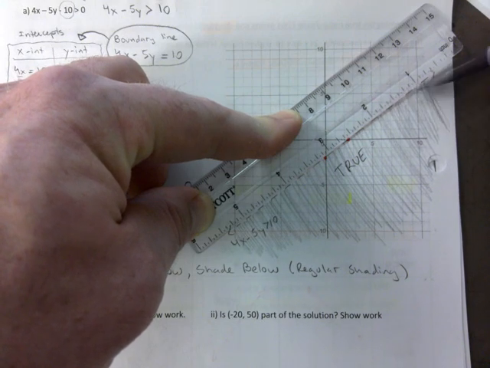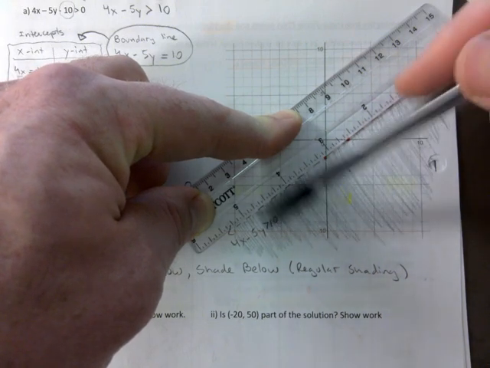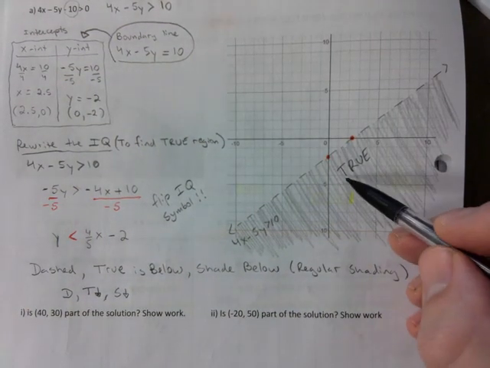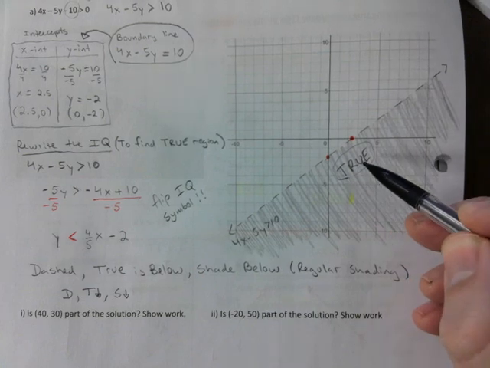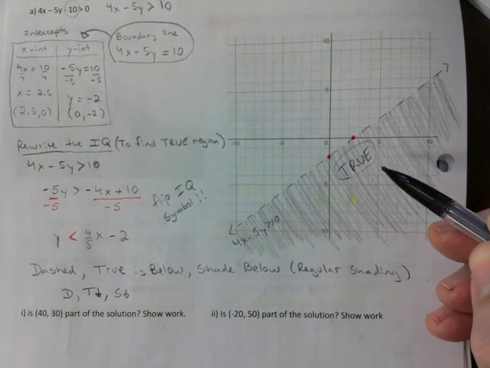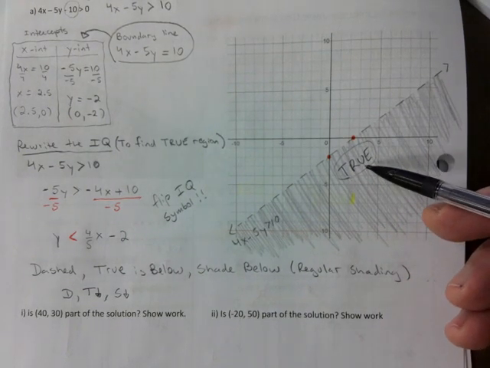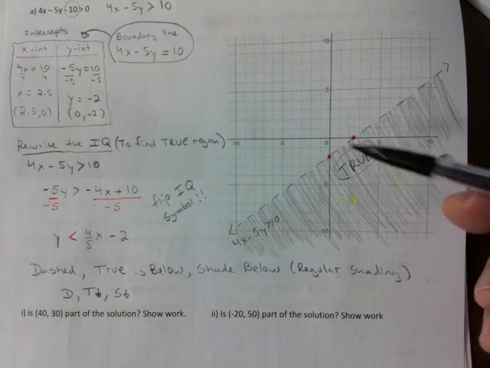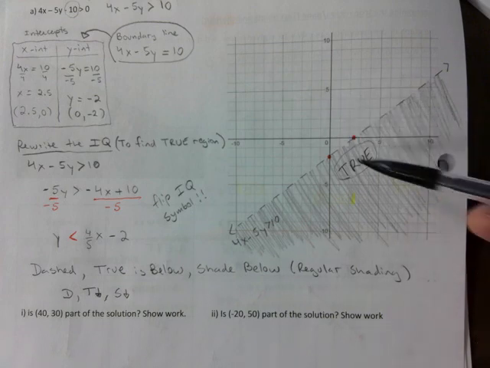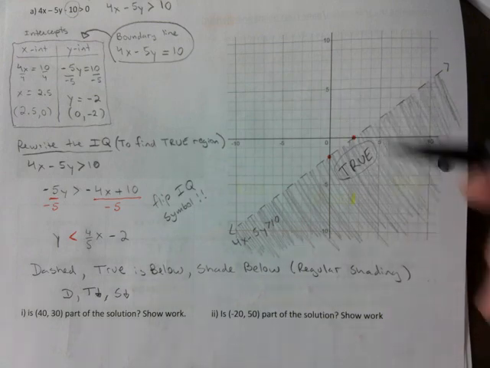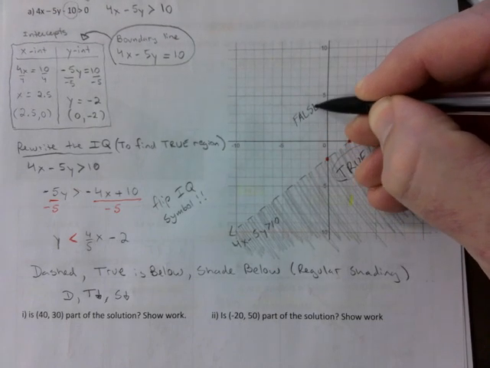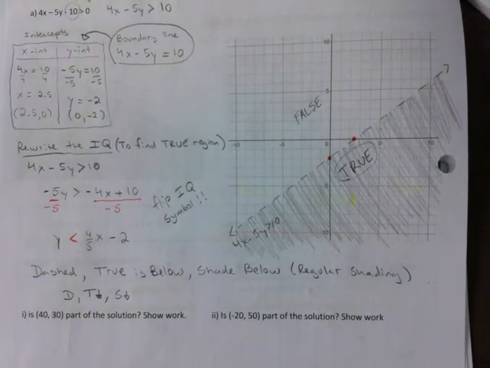To be honest, the most important thing about whether you're going to shade regular or reverse is you telling me where the true region is. The true region does not change. Once you determine it's below, it stays below. We may shade reverse where we shade out our false region, but the true region stays where it is. So let's write down false. There's nothing wrong with saying, hey, this is false, but I tend to focus on the true region.